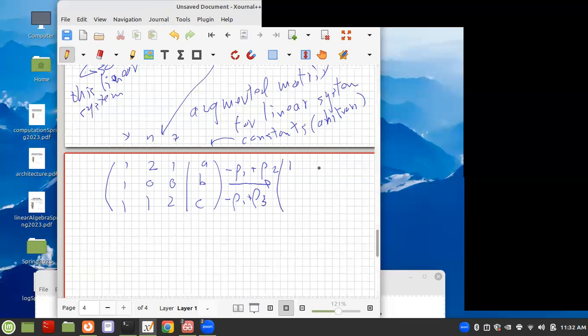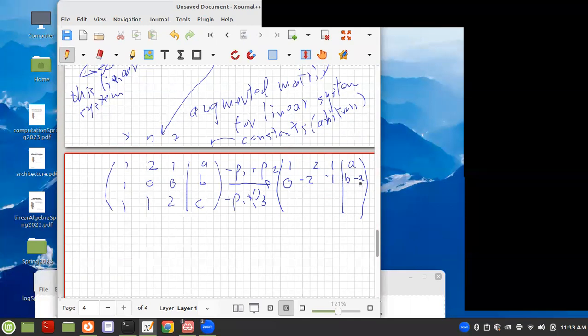And so we'd have 1, 2, 1, A. And the first one is minus 1 plus 1 is 0. Minus 2 plus 0 is minus 2. Minus 1 plus 0 is minus 1. And minus A plus B is the same as B minus A. We've subtracted this one from the lower one, okay?